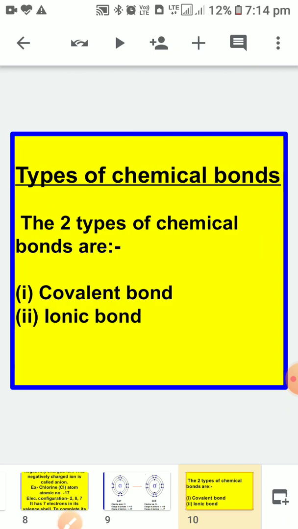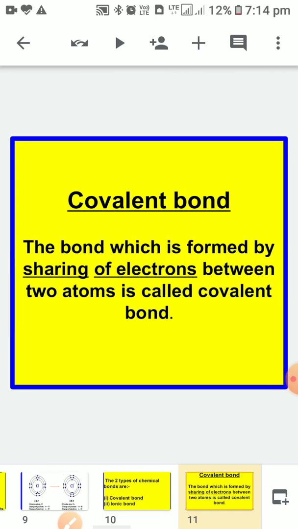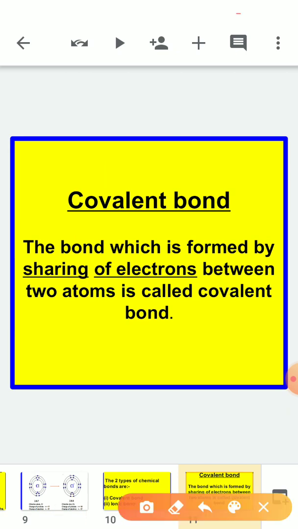Now the types of bond. There are two types of chemical bonds. First one is covalent bond and the other one is ionic bond. Covalent bond, it is the bond which is formed by sharing of electrons. What a covalent bond is? Which is formed by sharing of electrons between two atoms.